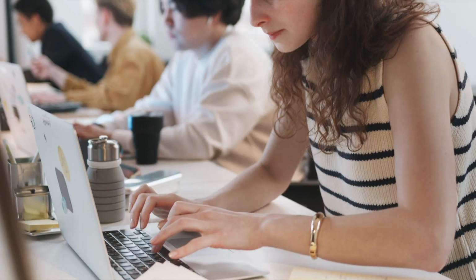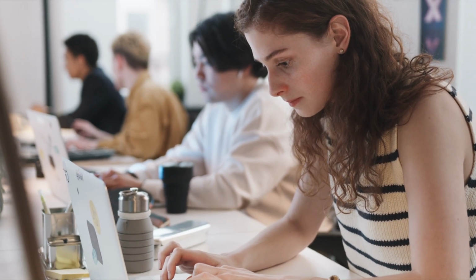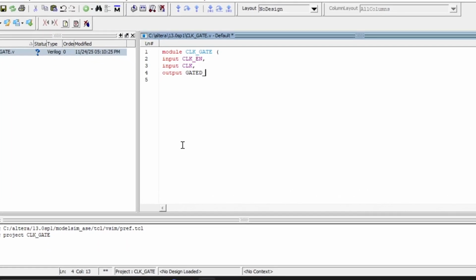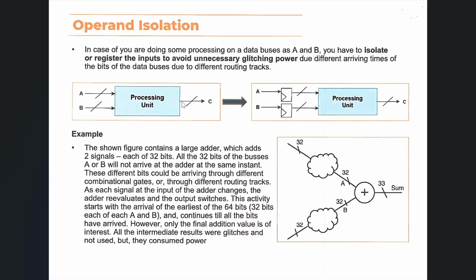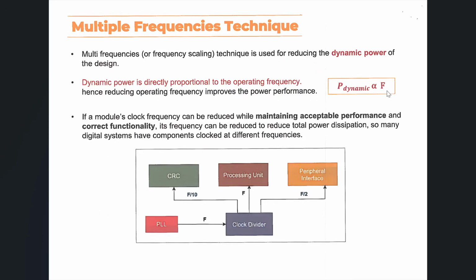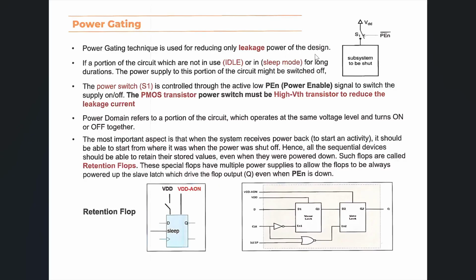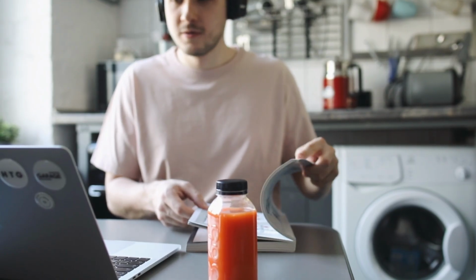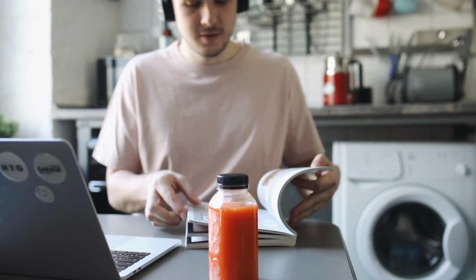Then we move to implementation. You learn clock gating with hands on Verilog coding, operand isolation to eliminate glitching, multi voltage and frequency scaling techniques, and power gating for zero leakage states. These aren't just concepts, we show you how to implement them.